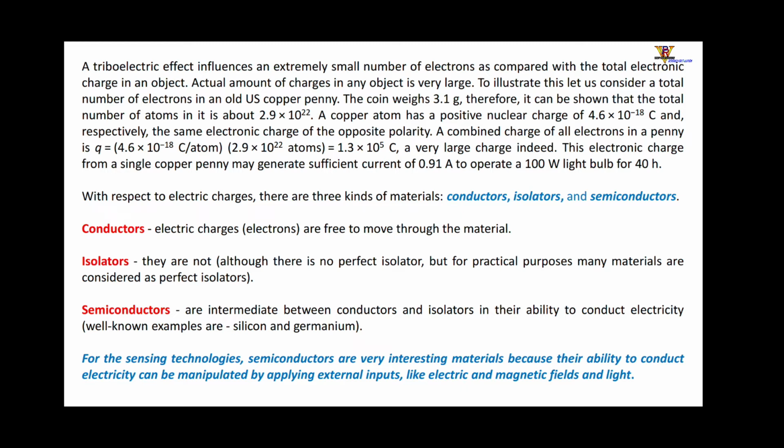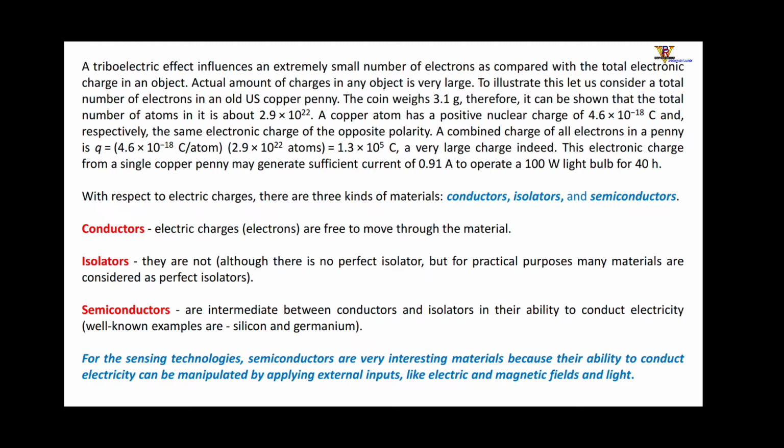Suppose we have an old US copper penny, and this coin weighs 3.1 grams. It can be shown that the total number of atoms in it is about 2.9 × 10^22 atoms present in this copper penny. A copper atom has a positive nuclear charge of 4.6 × 10^-18 coulomb, and respectively the same electronic charge of the opposite polarity.